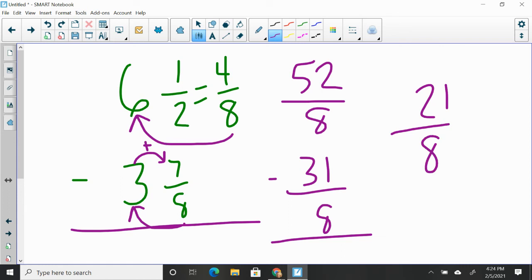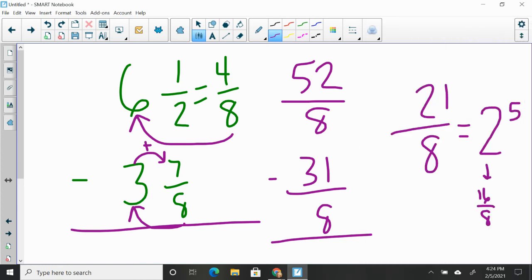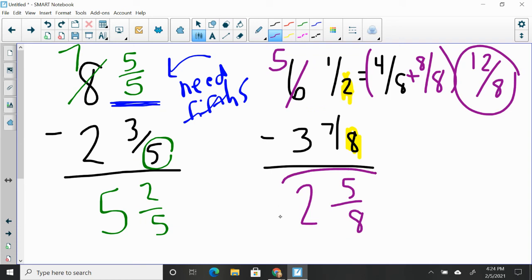And when I subtract that, I end up with 21/8, which I then have to convert back into a mixed number. So I know that if I have 21/8, I can make 2 wholes out of that. That 2 whole would give me 16/8. So I would be using up 16/8 out of the 21 to make up that 2 whole, which would leave me with 5/8 left over. And this answer is the same answer that we got back here.